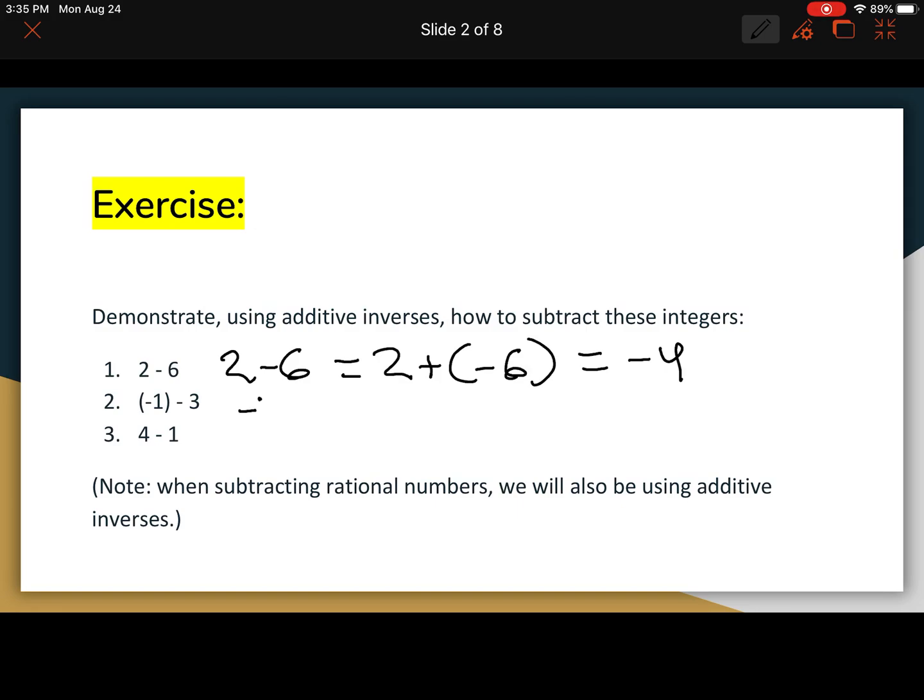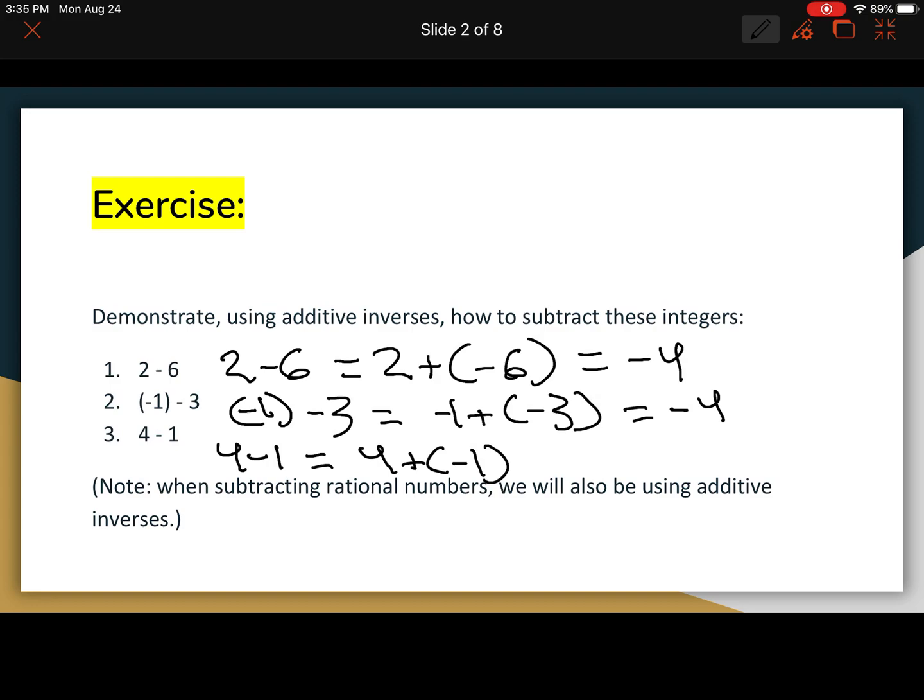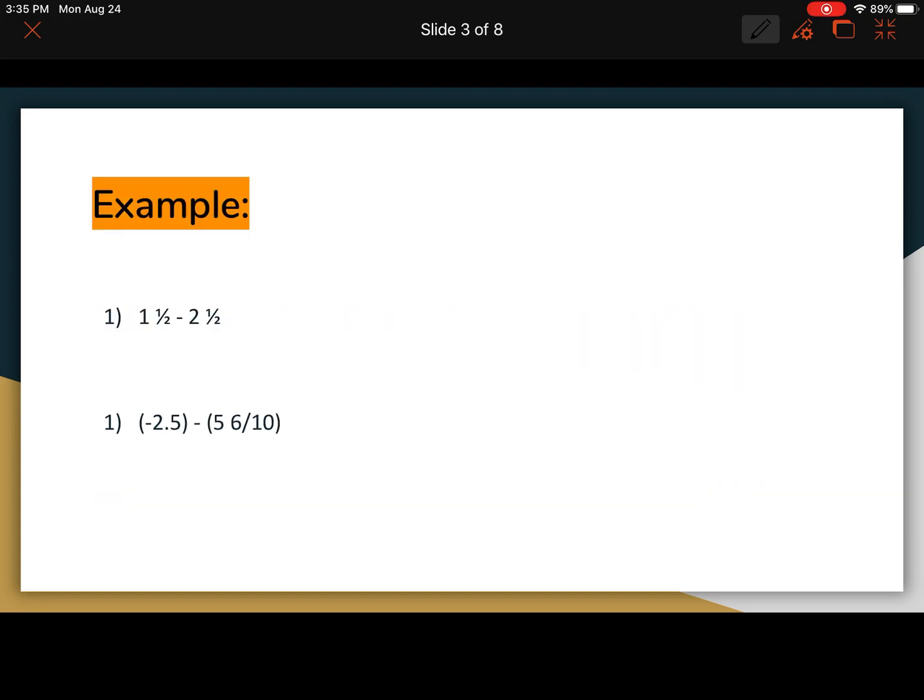Then looking at negative 1 minus 3. We can rewrite that as negative 1 plus negative 3. That would also be negative 4 because negative 1 plus negative 3 is negative 4. And then finally 4 minus 1. We can rewrite that as 4 plus negative 1, and that would sum to 3. Awesome. Hope you guys were able to get those. All right, so going on to some examples.